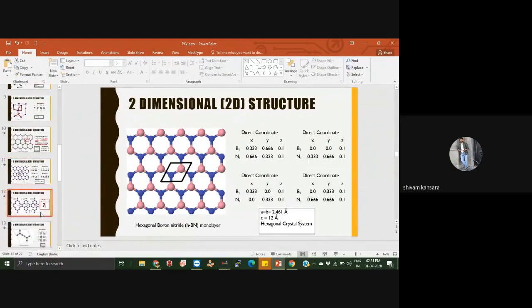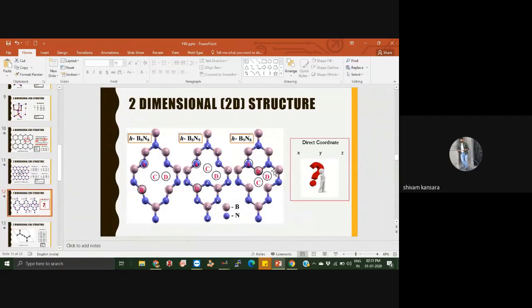Now these are various types of hexagonal structure, used to make a vacancy inside the structure. This is boron nitride.